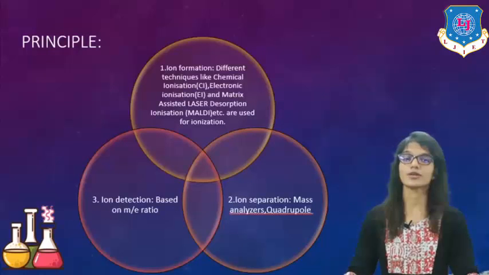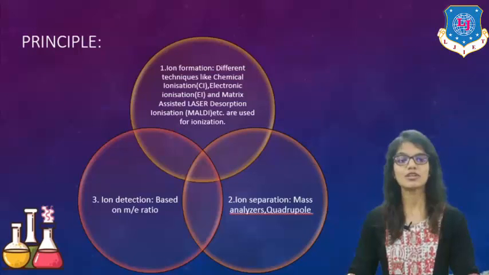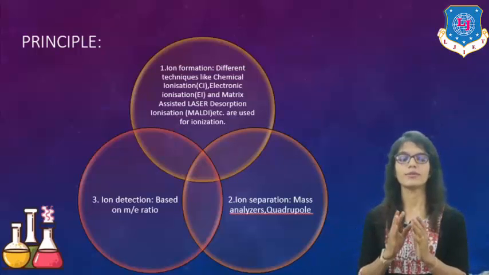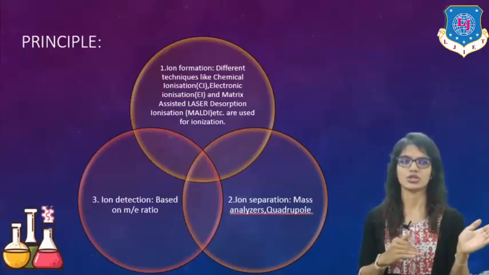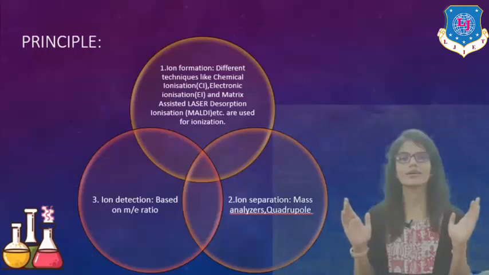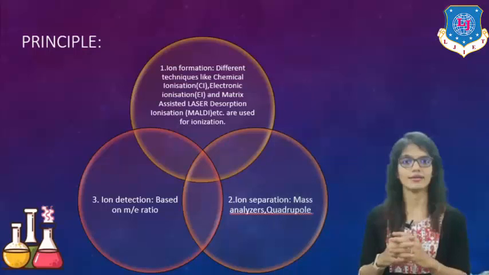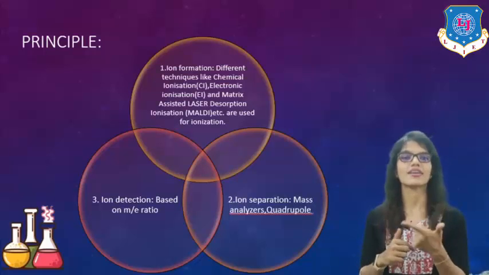Now, let's observe the principle of mass spectrometry. It is divided into three different parts. Number one, ion formation. Number two, ion separation. And number three, ion detection. So all these things generally revolve around the ion. What do you understand by ion here? The fragment, which is ionized.